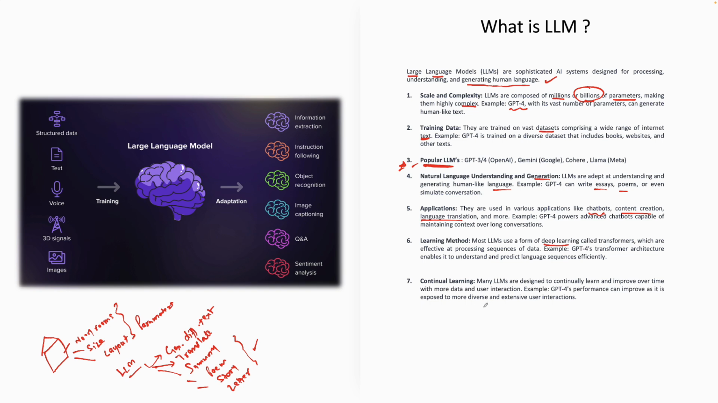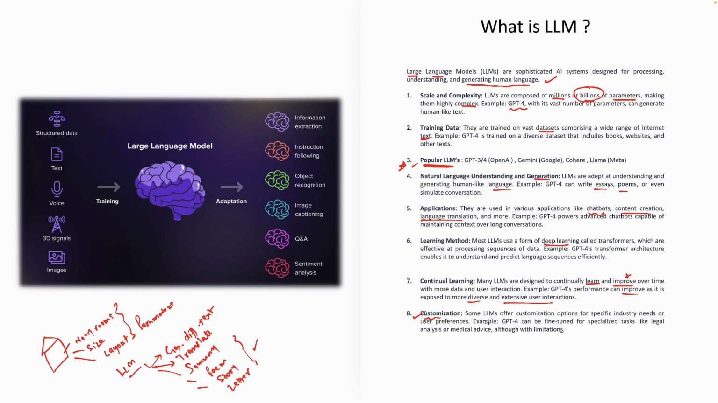And again, this is continuous learning. It's not that you've given the training data and here you go. No, it is constantly learning from the inputs, the output the person is getting, the prompts that you are giving. So LLMs are designed to continually learn and improve. Very important, that's the key here. They are improving over time with more data and user interaction. Like GPT-4's performance can improve as it is exposed to more diverse and extensive user interaction. As more and more users across the world interact with GPT-4, it is getting more mature day by day.